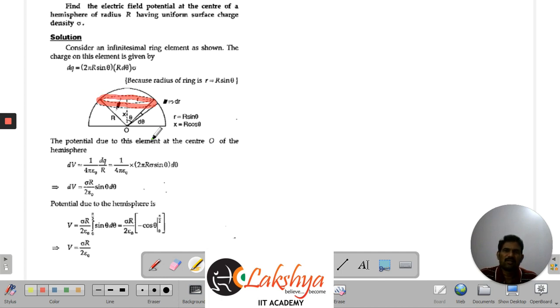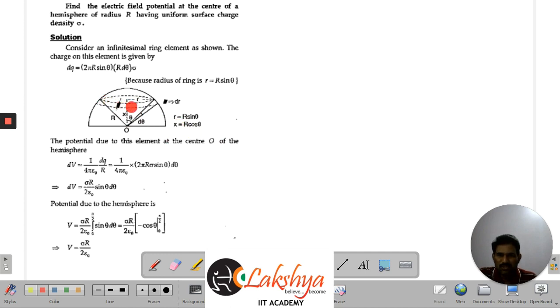Our ring element, this capital R is the radius there. I think you got our ring element here. Now this small r is the radius of this ring, and this side we are taking as x. By using this triangle, you can write small r as R sin theta and this x as R cos theta.